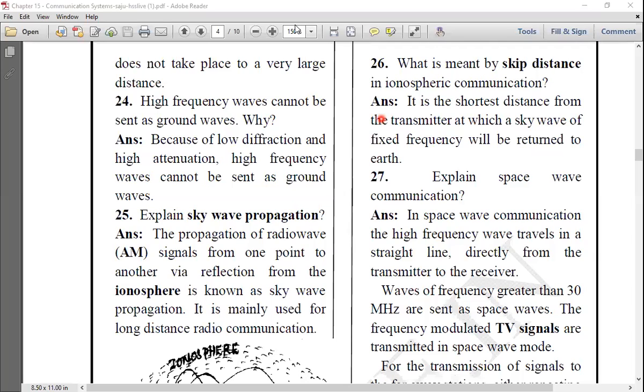Now next. High frequency waves cannot be sent as ground waves. Why? Because of low diffraction and high attenuation, high frequency waves cannot be sent as ground waves.